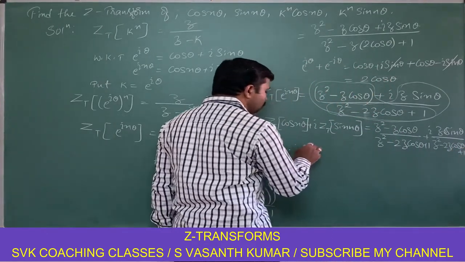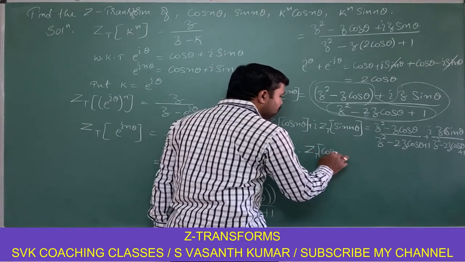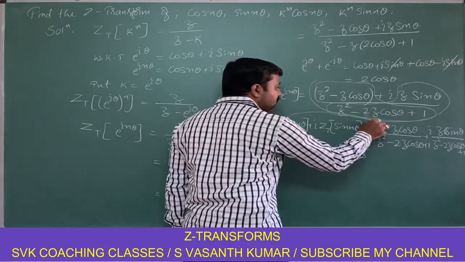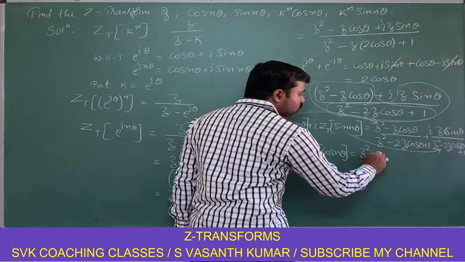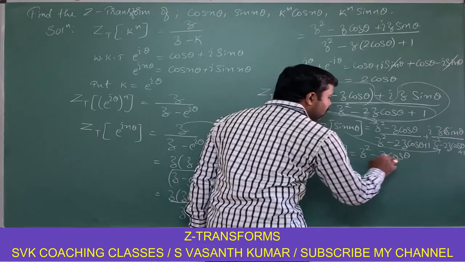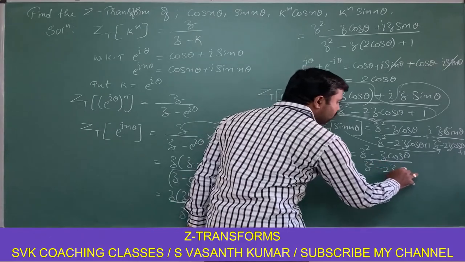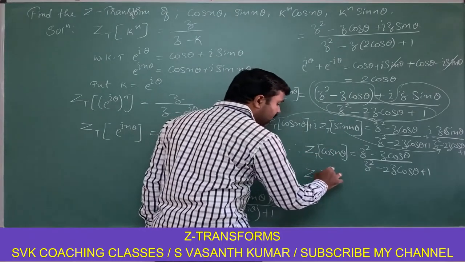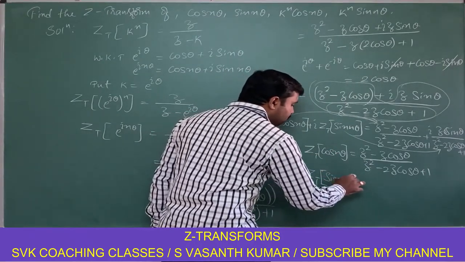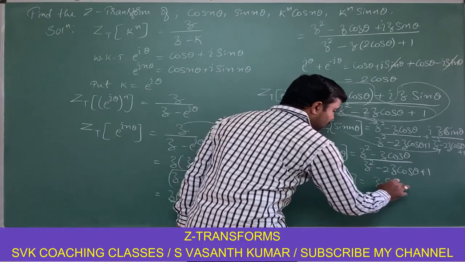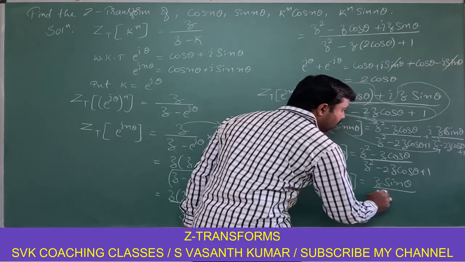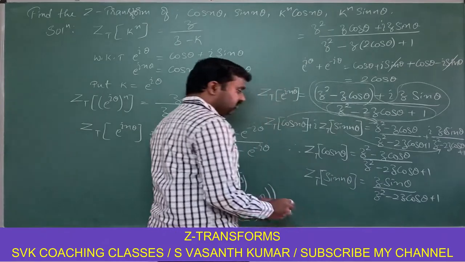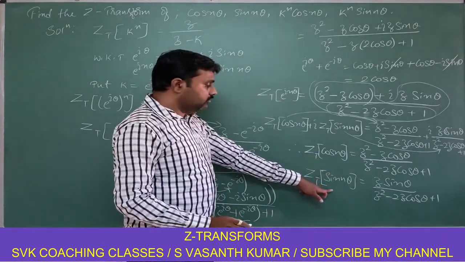So therefore, I came to know the Z transform of cos n theta is, comparing the real part and imaginary part, z square minus z cos theta divided by z square minus 2z cos theta plus 1. That is the Z transform of cos n theta. The Z transform of sin n theta is z sin theta divided by z square minus 2z cos theta plus 1. This is the required Z transform of cos n theta and sin n theta.